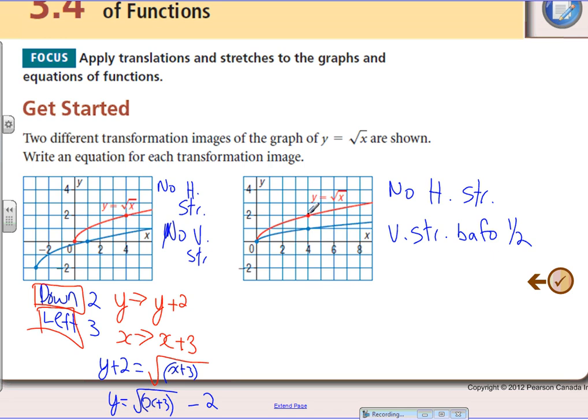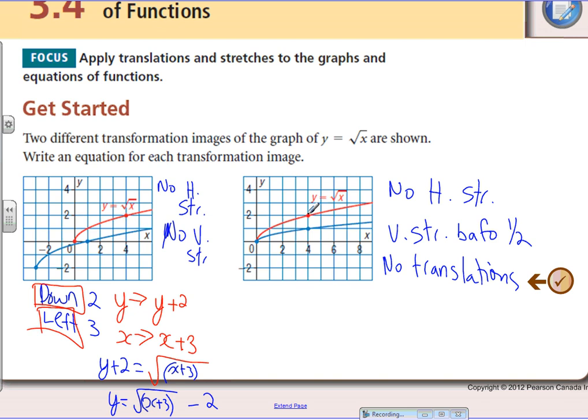Let's look, is there any translations? Well, if there was a translation, that would mean that those points would have been moved left or right or up or down. This point stayed at the same point, and it was on the axes. So there's no way that it could have been translated, because this point just went straight up and down, and that's already taken into account by the vertical stretch. So there's no translations. Let's plug her into the equation.